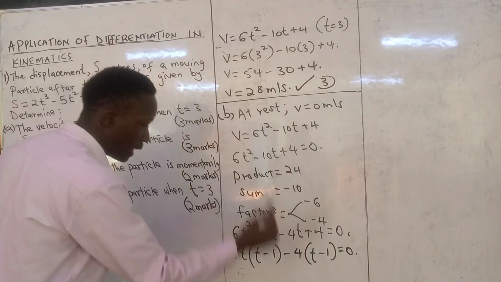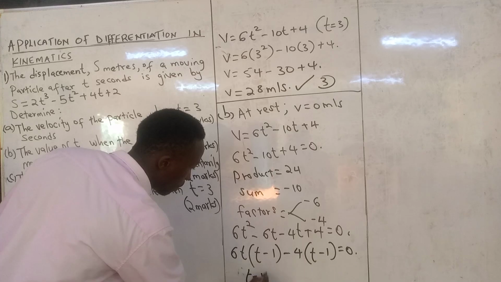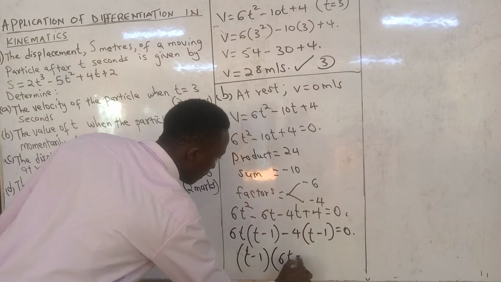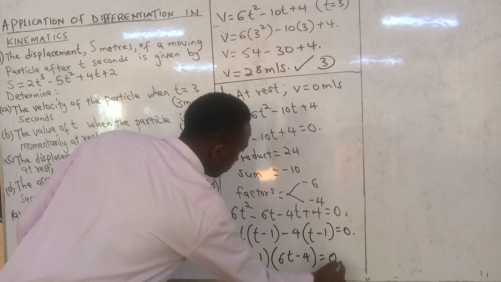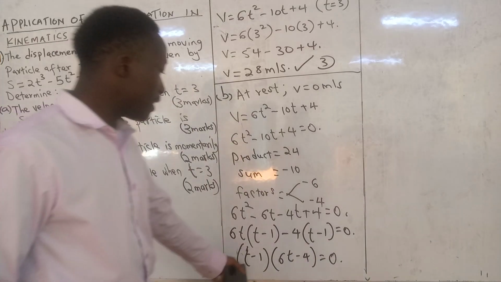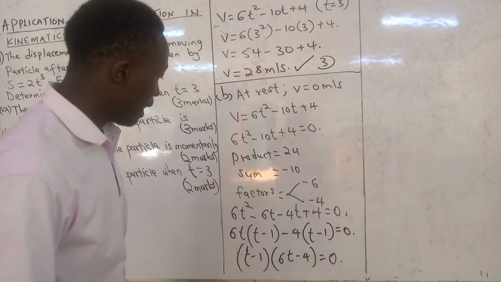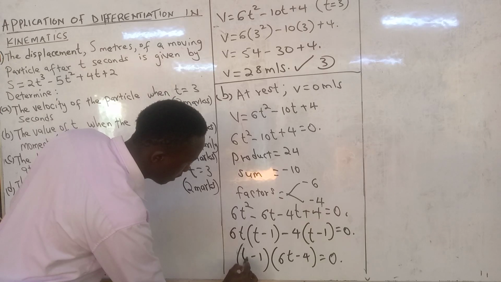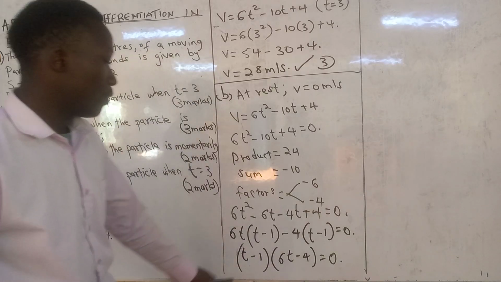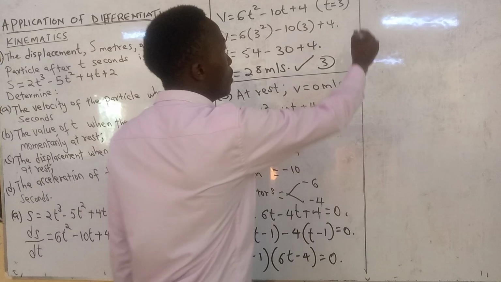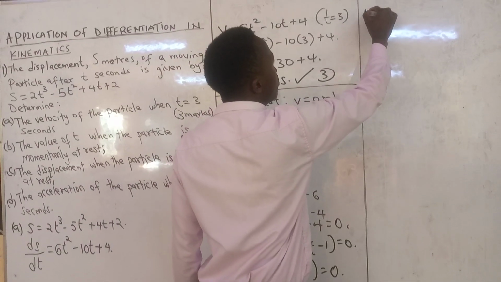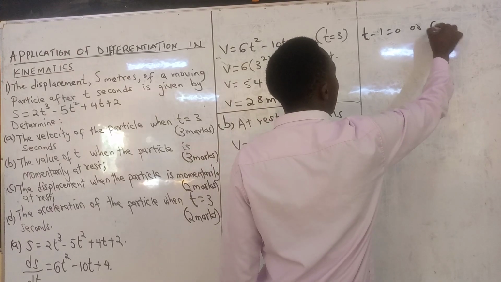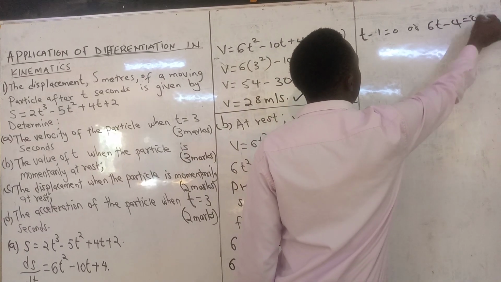Then we can choose and take one bracket, t minus 1 into brackets 6t minus 4 is equal to 0. So having this and this equal to 0, either this or this is equal to 0. So t minus 1 is equal to 0, or 6t minus 4 is equal to 0.